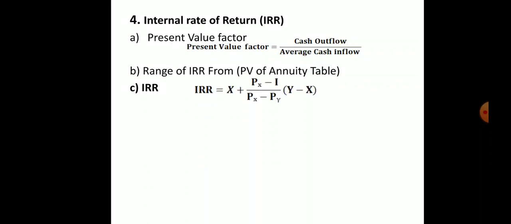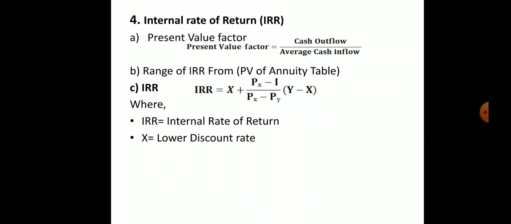In IRR, the formula is x plus px minus I divided by px minus py into y minus x. So this is the formula. From this, IRR we know is internal rate of return, x is the lower discount rate. From the range we are selecting, always in the range, we will select two present value factors. One is lower and one is higher.